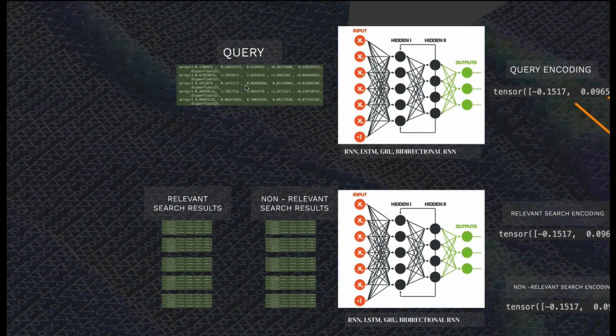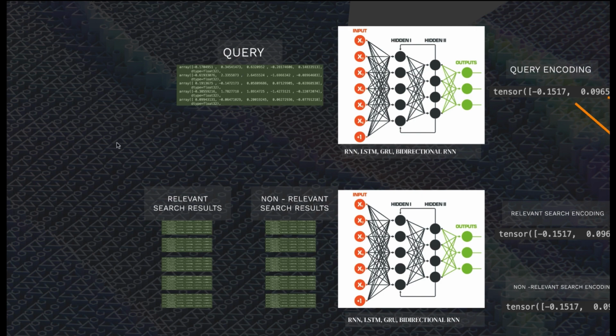Any given query is passed into your neural network, something like this. It could be an RNN, an LSTM, a GRU, a bidirectional RNN, or in most cases transformers. A query is sent into a neural network with its random weights and biases, and then it gives you an encoding. We send all the relevant documents and the non-relevant documents into another architecture, the second tower, and it forms a relevant encoding and a non-relevant encoding, something like this.